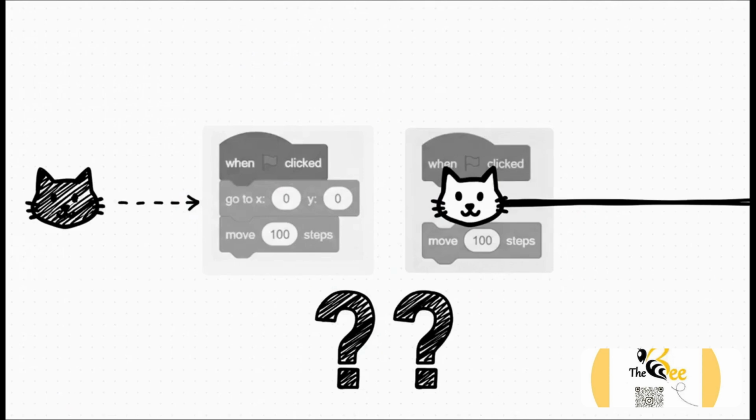Okay, let's look at our options. On the left, the script tells the character to go to the middle of the screen and then move 100 steps. Pretty simple. The script on the right looks almost identical, but it's got one extra command right in the middle, pen down. Take a second. Which one feels right to you?